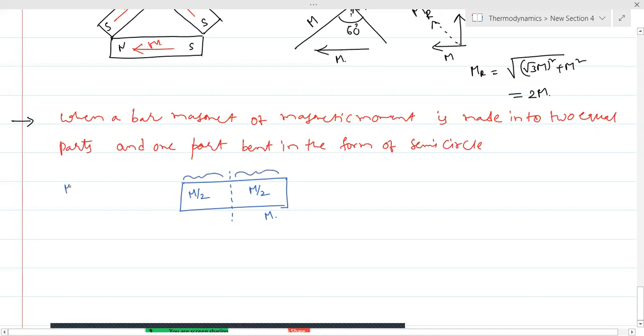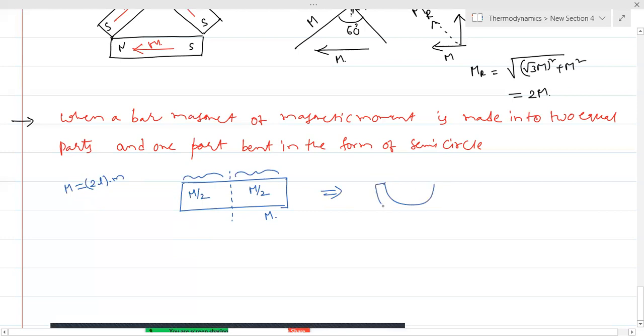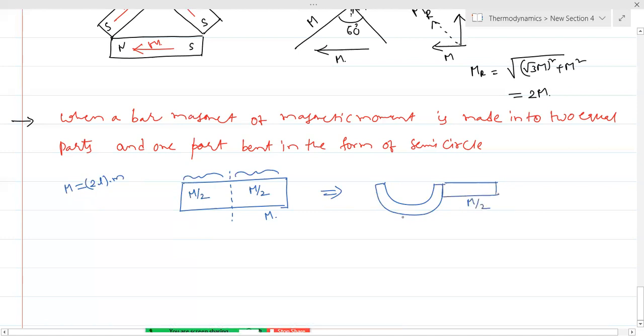So and also we know that magnetic length is equivalent to 2L into m. As the length becomes half, the individual parts become m by 2 and m by 2. Now what we are doing is, first we are converting the first part into a semicircular arc, and we are keeping the second part as it is. So this is of m by 2, and for this arc you need to find out.